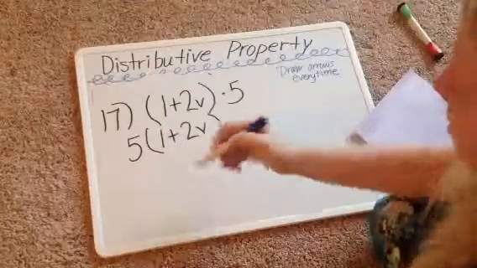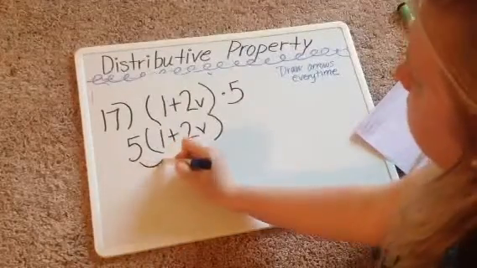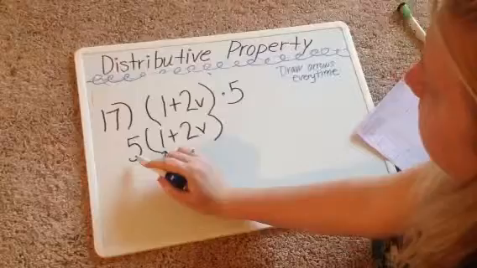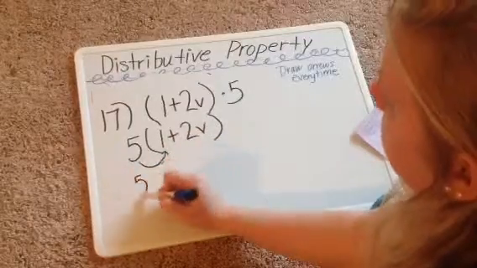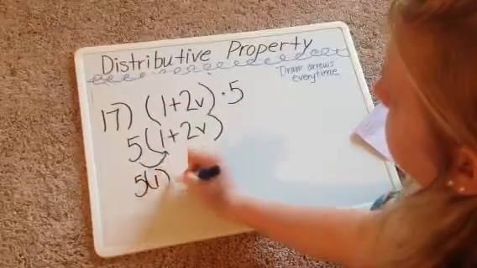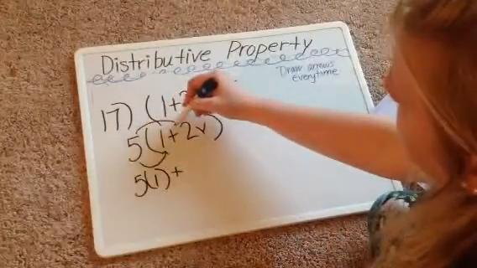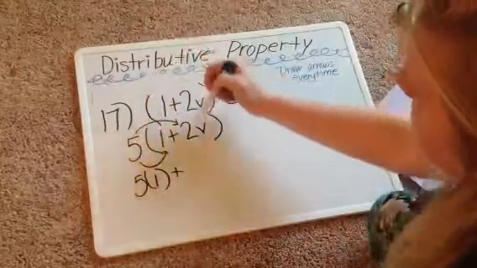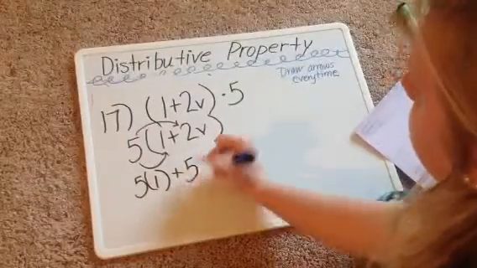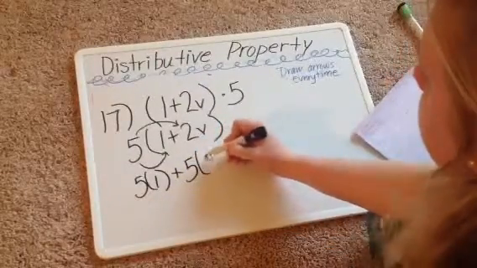So now we're ready to distribute. So we're going to go ahead and draw our arrows. So we have 5 times 1. I'm going to bring down that addition sign. Then our arrow here. We're going to do 5 times a 2b.